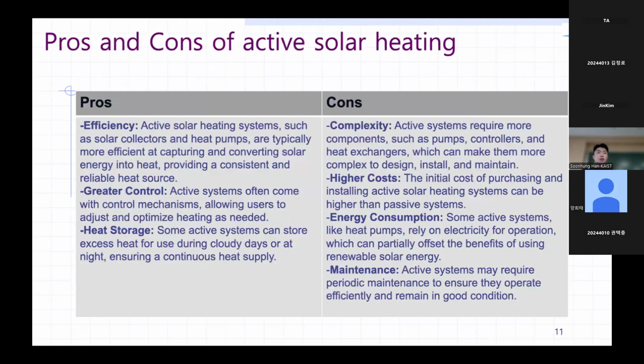So, active solar heating pros and cons. One advantage is efficiency and greater control, and also heat storage. And the cons are complexity, high cost, energy consumption, and also it's really hard to maintain.